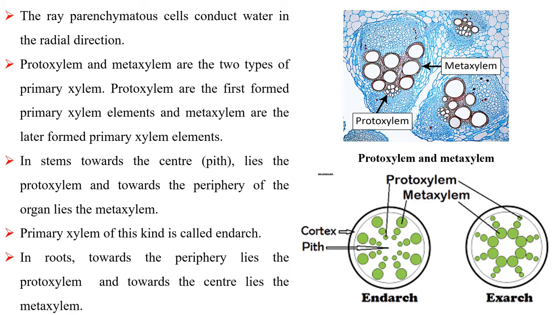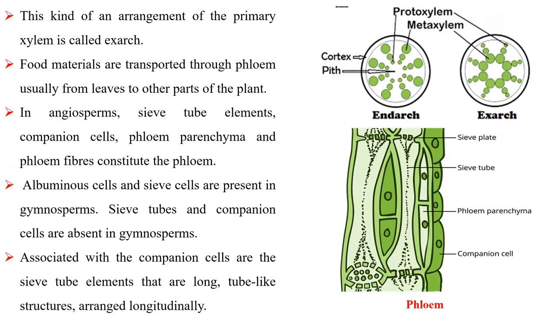Protoxylem and metaxylem are the two types of primary xylem. Protoxylem are the first formed primary xylem elements and metaxylem are the later formed primary xylem elements. In stems, towards the center lies the protoxylem and towards the periphery of the organ lies the metaxylem. Primary xylem of this kind is called endarch. In roots, towards the periphery lies the protoxylem and towards the center lies the metaxylem. This kind of arrangement of the primary xylem is called exarch.